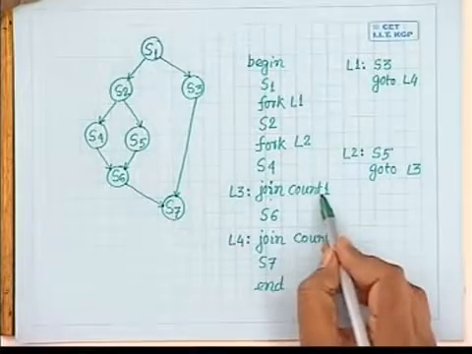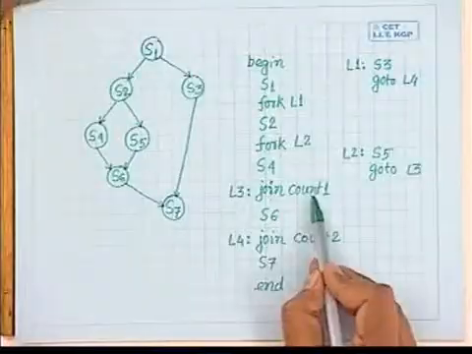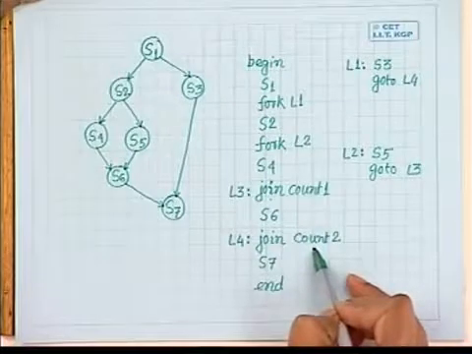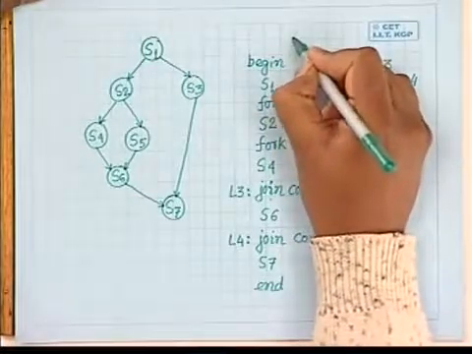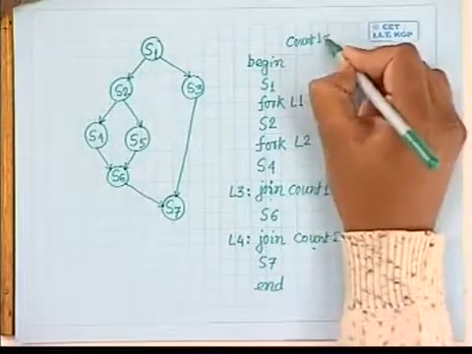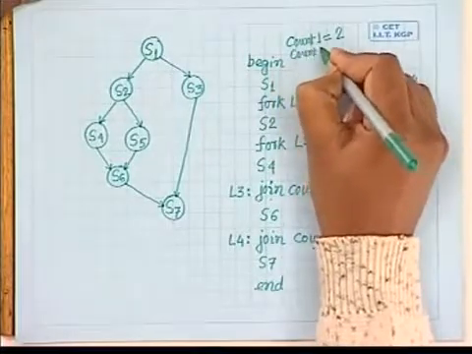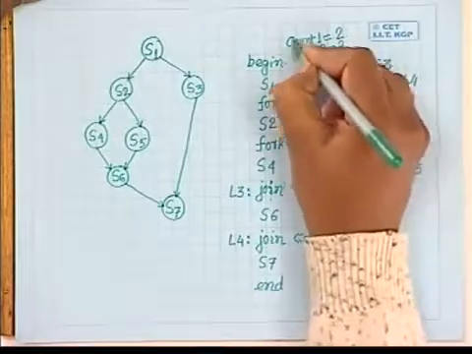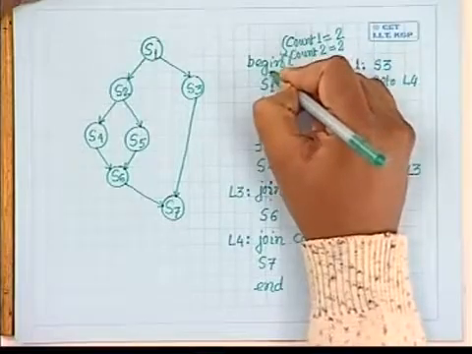You find that I have to have two count variables, count 1 and count 2. This join statement combines two processes, and this join statement also combines two processes. That means both count 1 and count 2 have to be initialized to the value 2. So here I have count 1 equal to 2, count 2 also equal to 2. This initialization has to be done here.